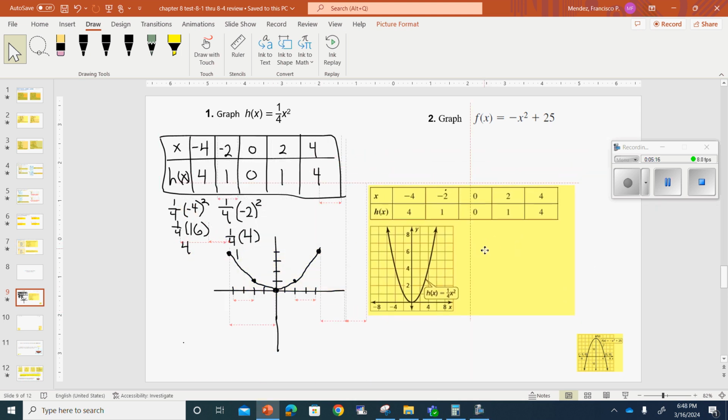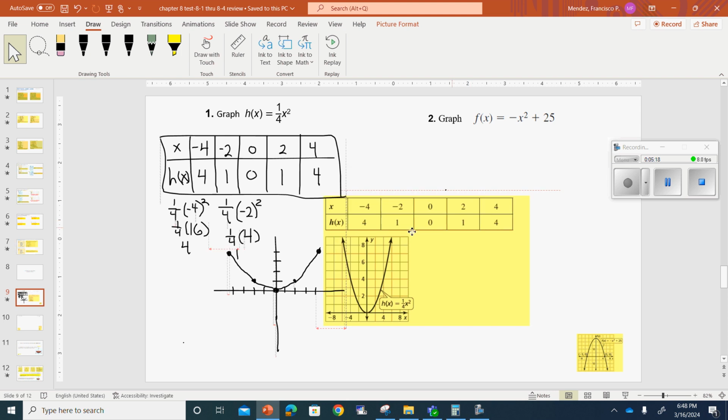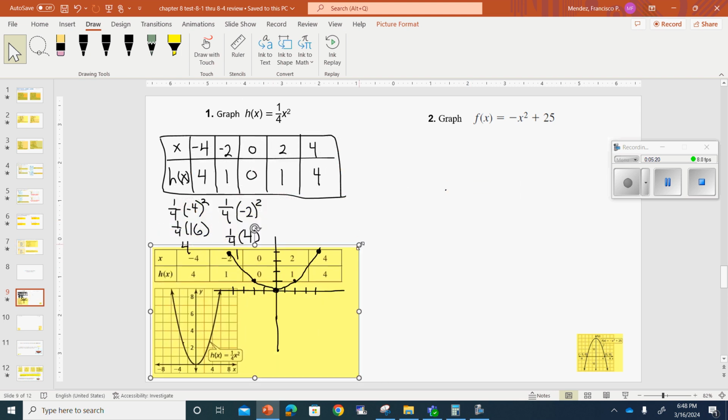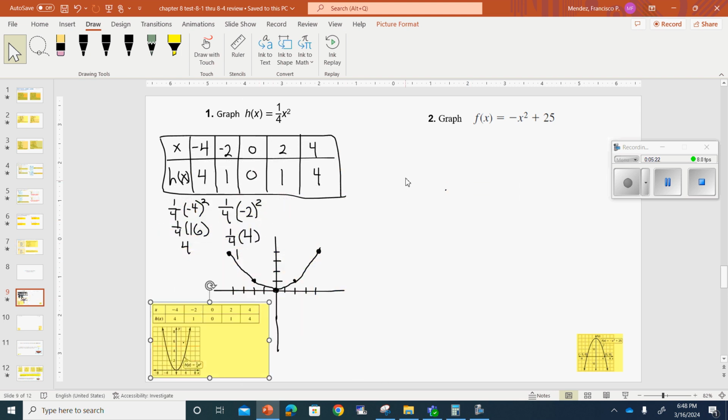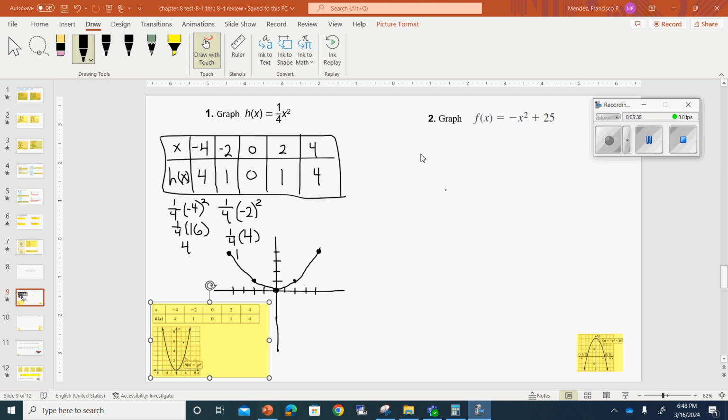All right, so, okay, let's get to number 2 then. Number 2 says to graph f of x. So this time I've got negative x squared plus 25. All right, so let's go ahead and look at this one. Once again, I'll make my graph.